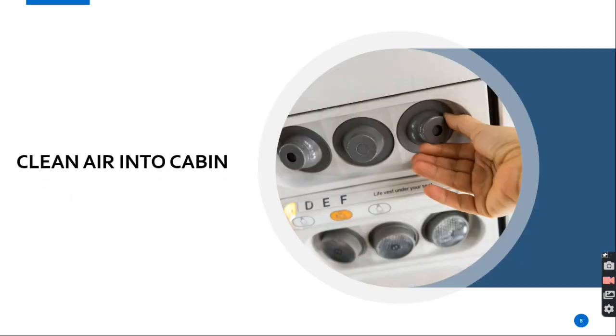Clean air into cabin. The mixed and filtered air then travels through air ducts on the plane. Keeping a comfortable temperature in the cabin is managed automatically by aircraft systems. You can even change the temperature if it's hot or cold.